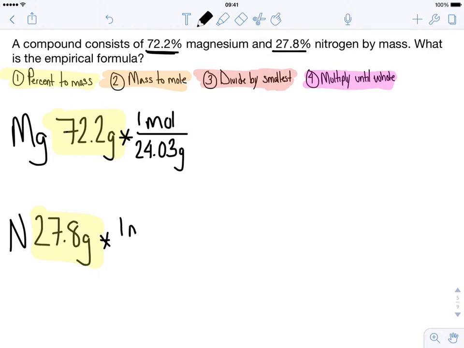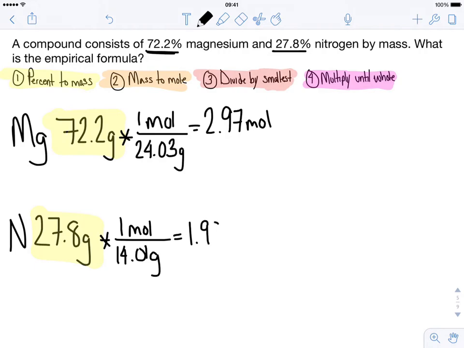In 1 mole of nitrogen, there are 14.01 grams. Okay, when I put this into the calculator for magnesium, I get 2.97 moles. And for nitrogen, I get 1.98 moles. Okay, so that is step 2. That is converting the masses to moles.